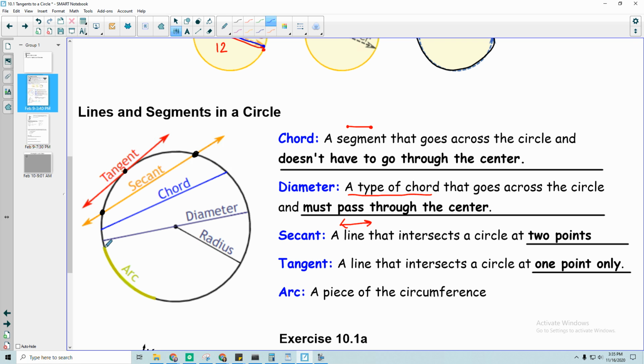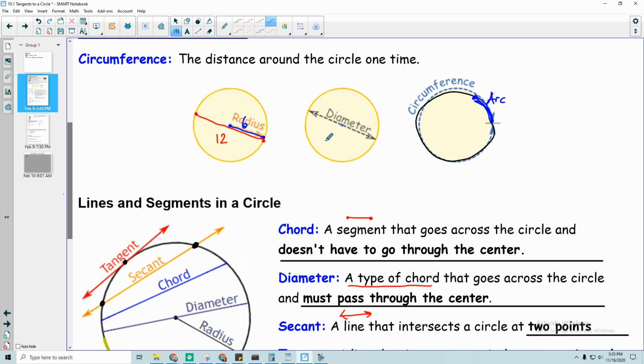So the size of an arc could change depending on how far you run around the circle. So I could have an arc that's this big, I might have another arc that's a lot bigger. So maybe I made it farther around. So this could be an arc as well. And we'll talk in another lesson about different types of arcs, arcs that are smaller, arcs that are bigger, but it's just part of the distance of the circumference. Okay, it's not the whole circumference, it's just a piece of the circumference.